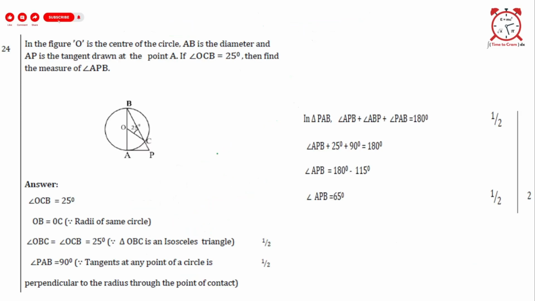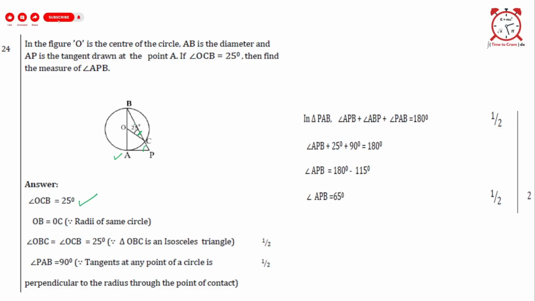Next sum. In the given figure, O is the center of the circle, AB is the diameter and AP is the tangent drawn at the point A. Here, angle OCB, which means this angle, is 25. Then find the measure of angle APB, which means this angle. This angle is outside the circle, but it is on the tangent making the point of contact at A. Now it is given angle OCB equals 25.